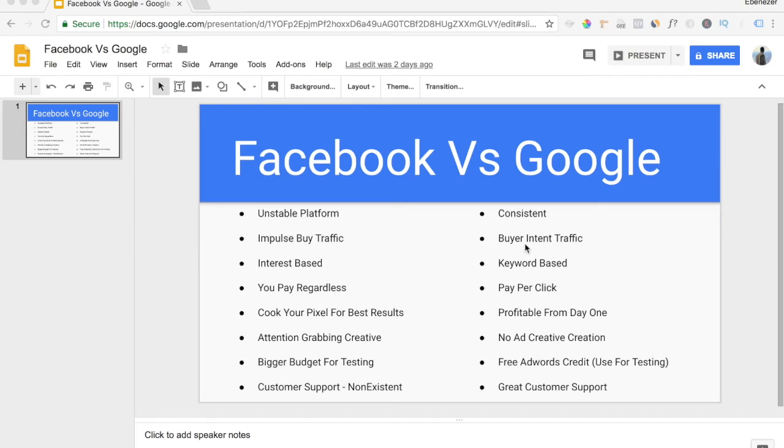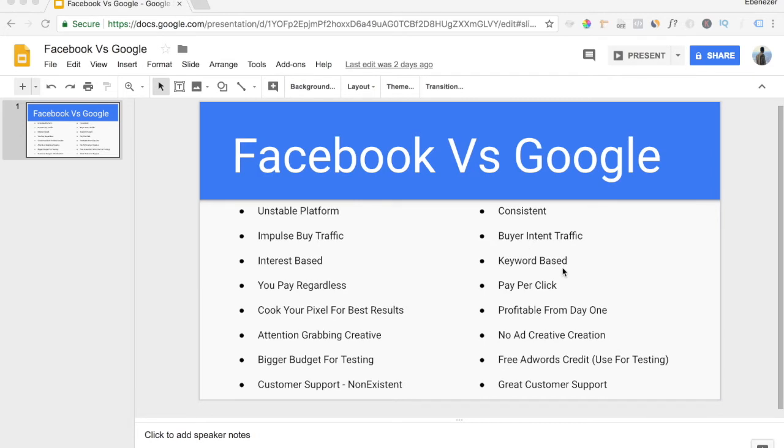Earlier, I gave an example of someone looking to buy dog shoes. Well, there's around 18,000 monthly searches for dog shoes on Google. So what would happen if you put your ad in front of those people? That is buyer intent traffic. Imagine how powerful that is when you're first getting started.